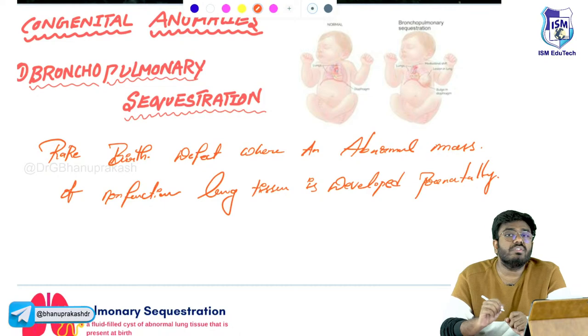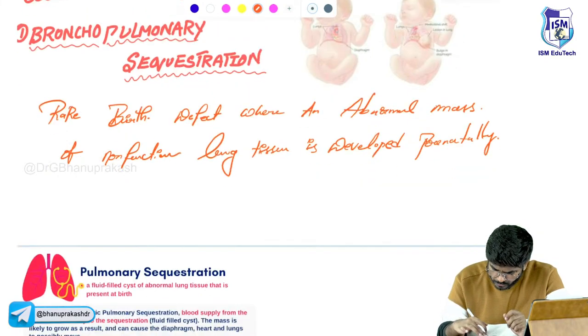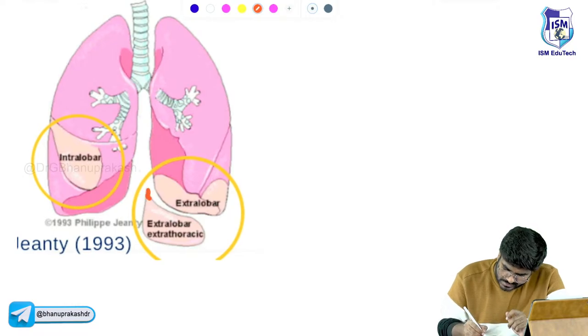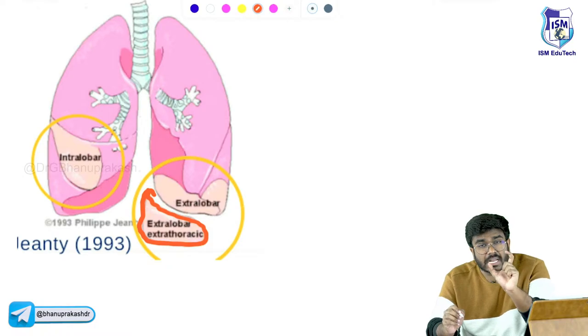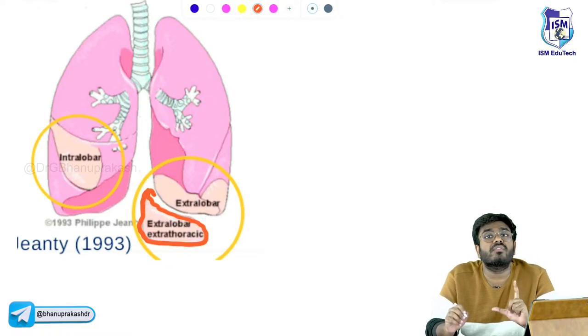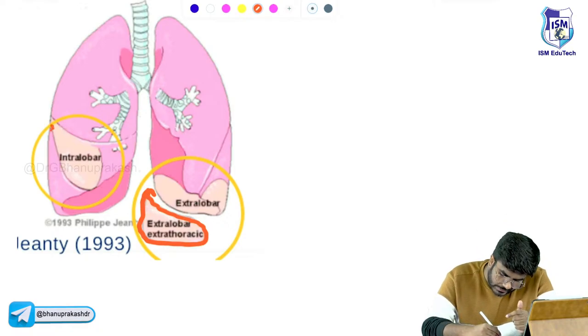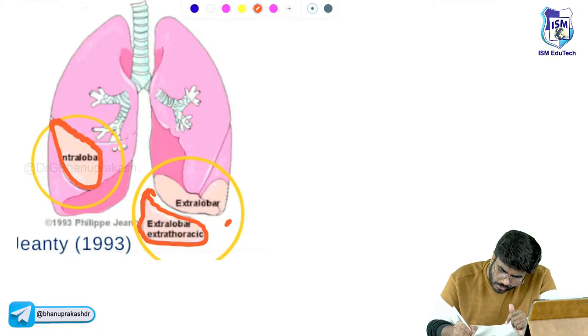Now the question which was asked is, see, there is this extra lobe of lung. Simple. For example, you can look here. See, there is this extra lobe. Extra lung tissue, which is non-functioning. It's just there. It can be within the lungs, like this intralobar. Or it can be outside the lungs.